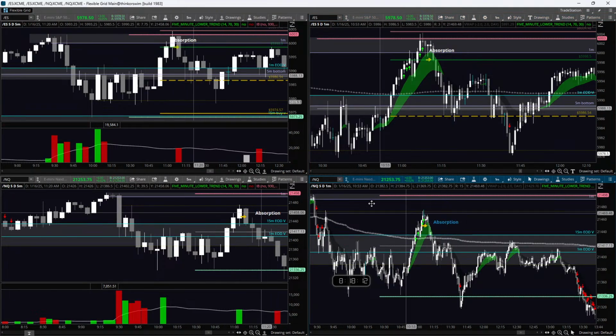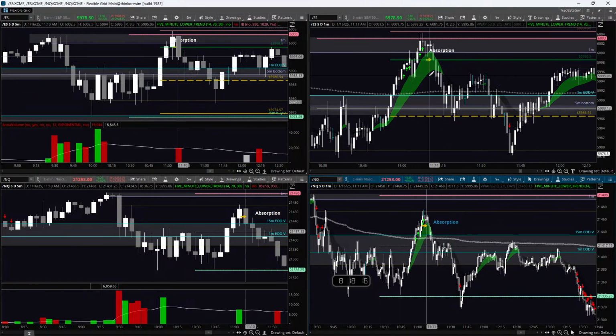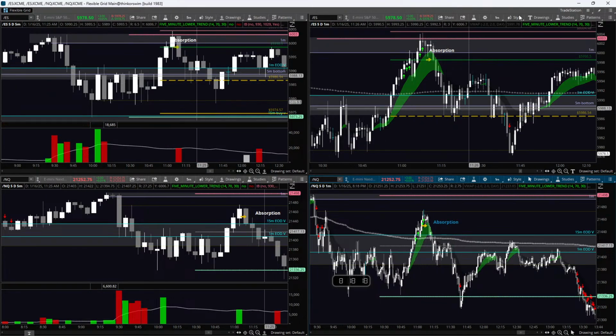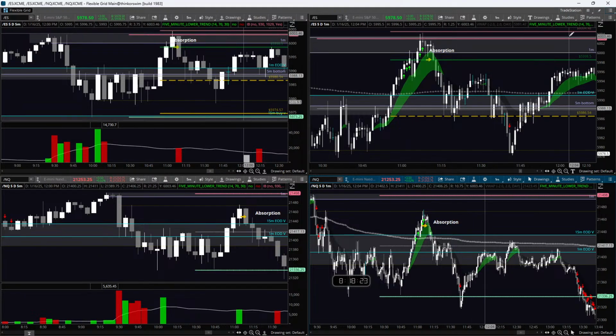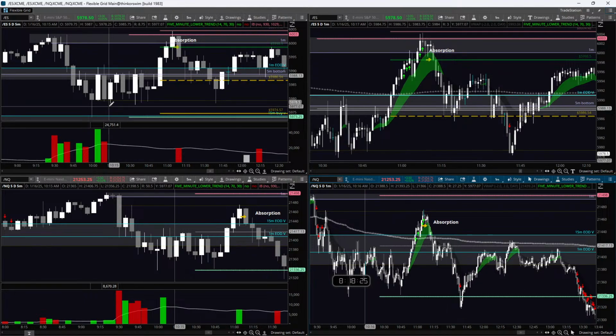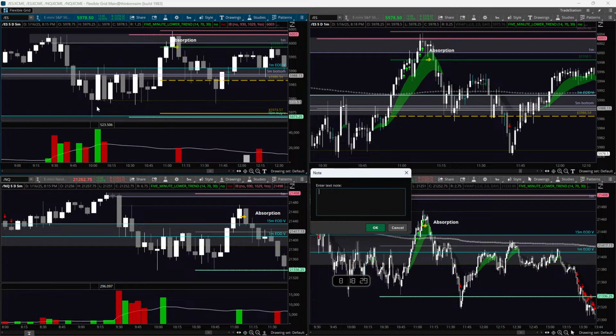Buying absorption. All right, price is pushing up. RSI, no volume. We got absorbed. All right, if we broke it, it'd be accepted. All right, price comes down to highest volume area. Highest volume of the day.